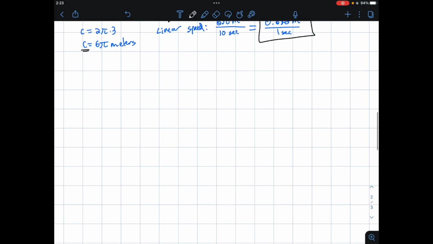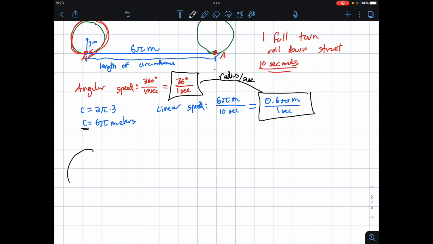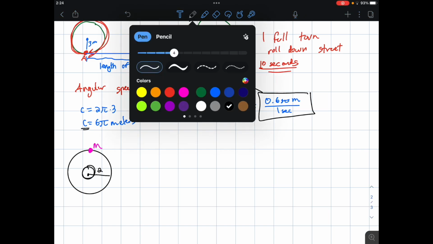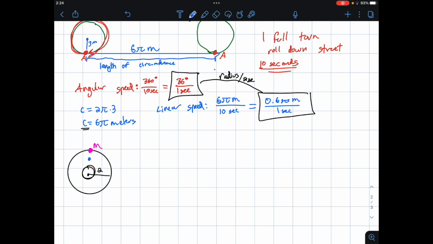Now, let's say, for example, we had a different wheel, and let's say that this wheel has a radius of 2. And let's say that there's a point on the edge of this wheel, and it could really be anywhere. Let's put it up top, and let's call this point M. And then let's put another point on our wheel. There's our tire. Let's say there's some other point here, and let's make this point B on our wheel.